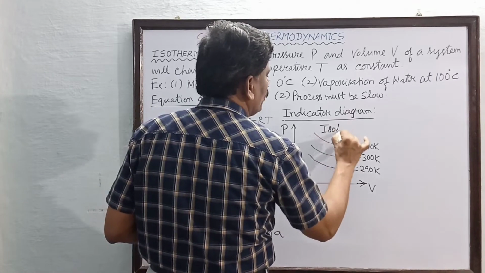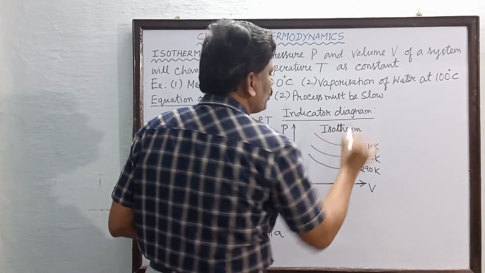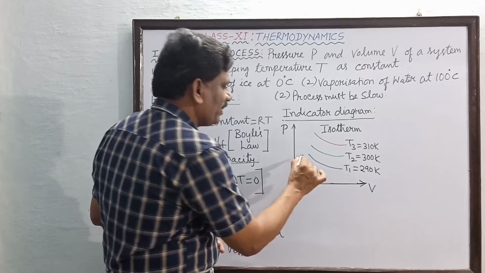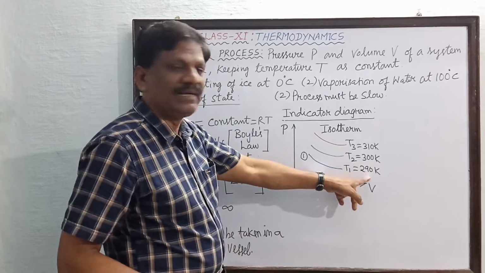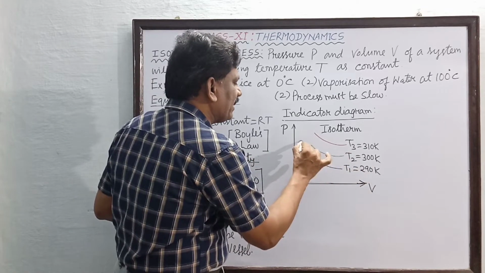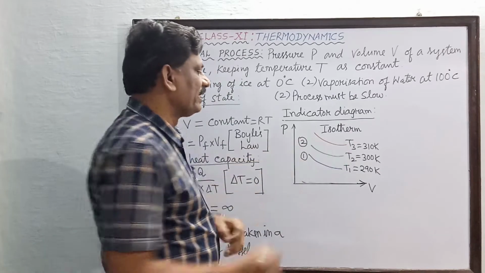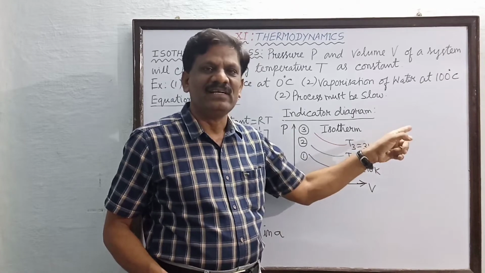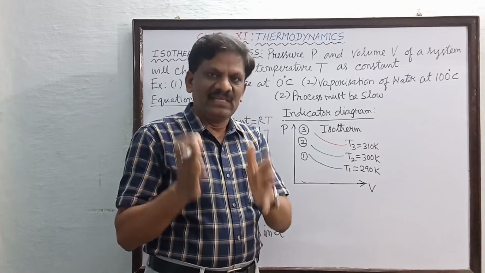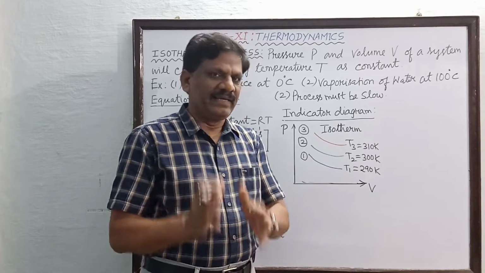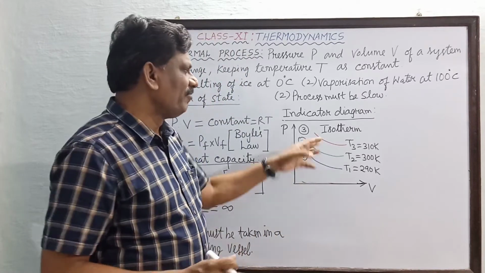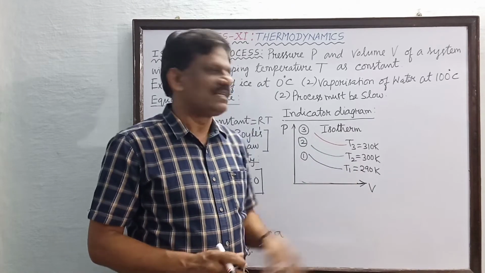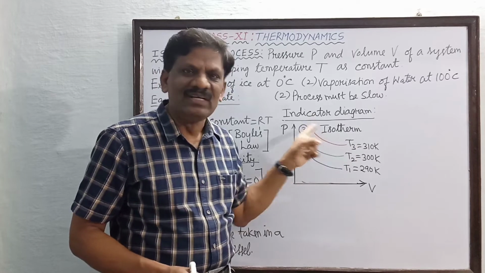and this type of curve for an isothermal process is called an isotherm. So how many isotherms have I drawn here? 3. This is the first isotherm drawn at a temperature of 290 Kelvin. This is the second isotherm at 300 K, and this is the third isotherm drawn at 310 Kelvin. So an isotherm is the pressure volume diagram, or the indicator diagram, drawn for the pressure volume relations of a gas undergoing an isothermal process. Such a graph itself is called an isotherm.